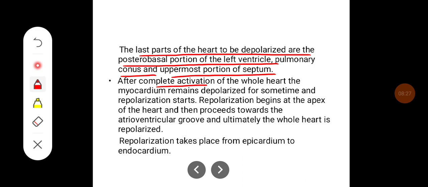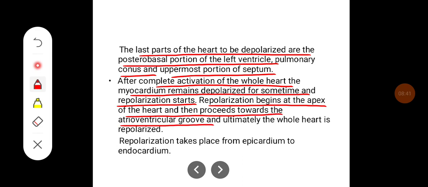After complete activation of the whole heart, the myocardium remains depolarized for some time and then repolarization starts. Repolarization begins at the apex of the heart and then proceeds towards the atrioventricular groove, and ultimately the whole heart is repolarized. Repolarization takes place from epicardium to endocardium.